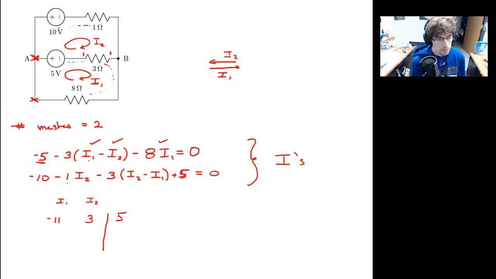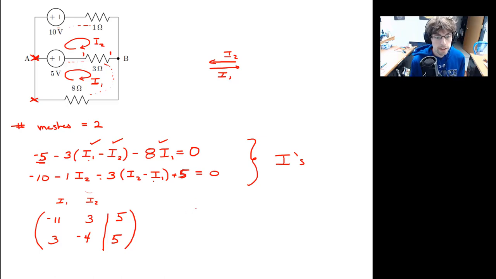Second one, okay, well, we have a negative 3 I1, so that gives us a positive 3. We have negative 1, negative 3, so we have a negative 4. We have negative 10 plus 5, but then we move it to the other side, so we have 5 again. And there is our system of equations for solving this circuit.